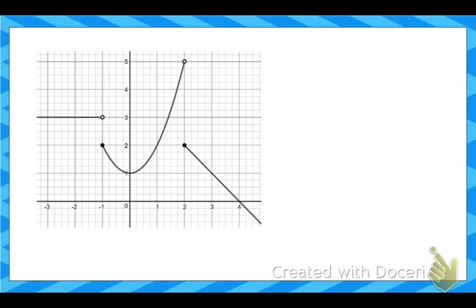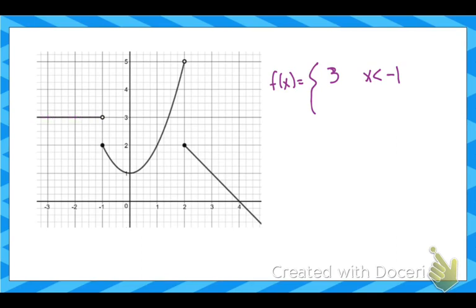All right, so last one. If you feel comfortable, pause the video, try this one on your own. Okay, we'll start with the first piece, which is this horizontal line. A horizontal line is just the line y equals 3. That's it, no x's. Domain, it's an open circle, so x is less than -1.